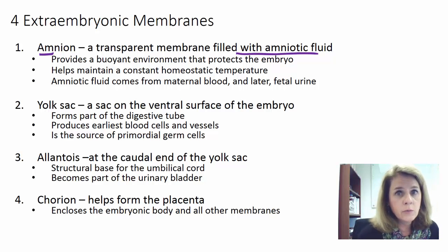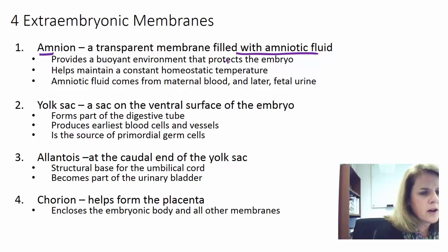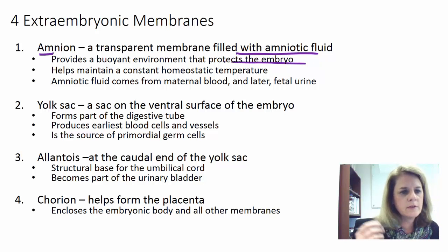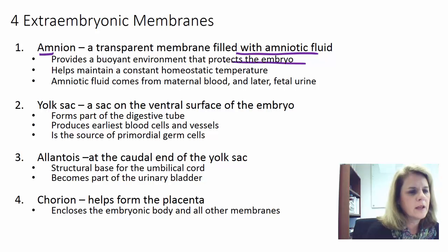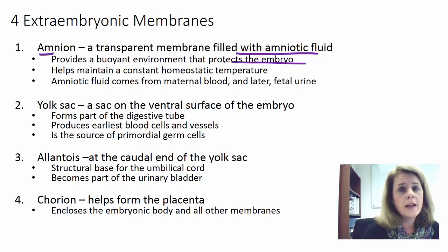So the first one is the amnion, and it's a transparent membrane that's filled with amniotic fluid. So again, what it does is it provides a buoyant environment that protects the embryo, right? So the baby's floating in that environment. It helps protect the baby. It's cushioning.